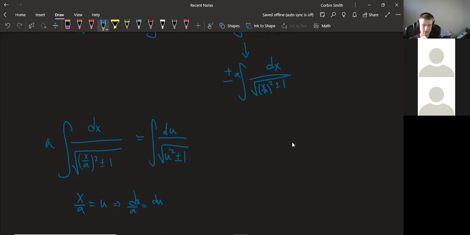If we had an a out here, so we have an a squared out here. Yeah, let's go with plus for now, because this actually isn't one of our inverse trig integrals. The u squared is in the wrong place. Just writing it neater, being redundant.